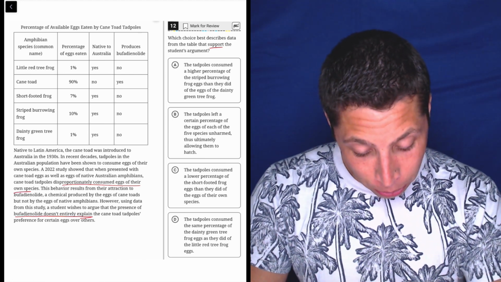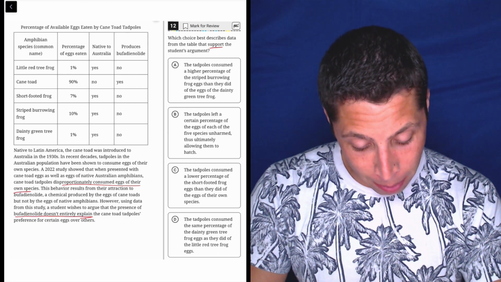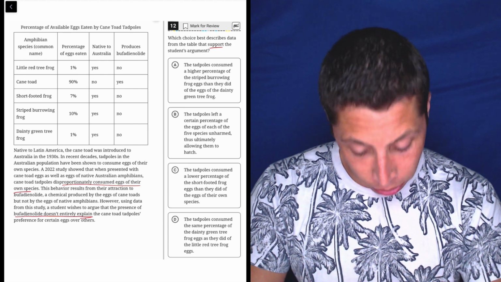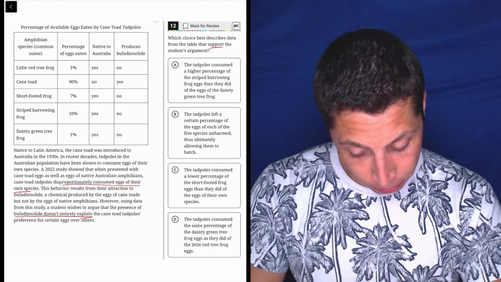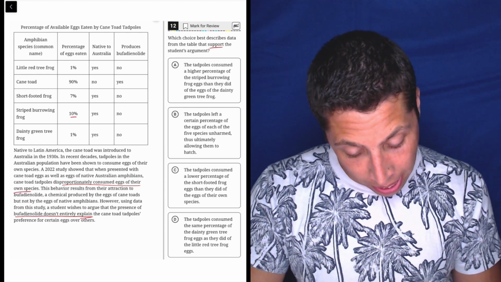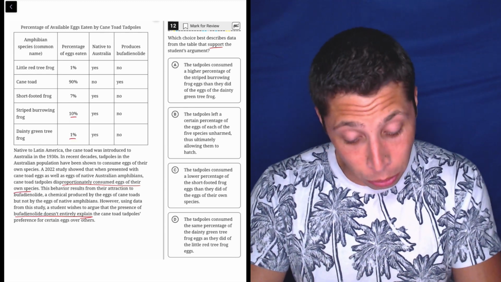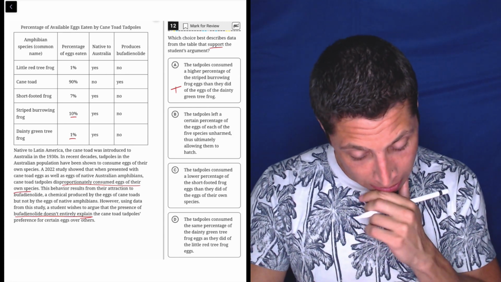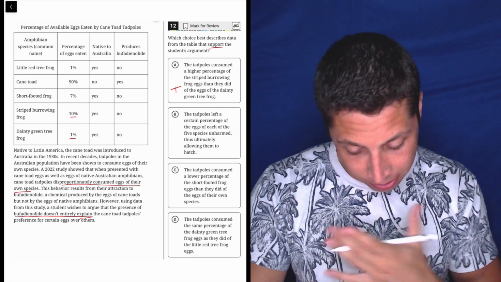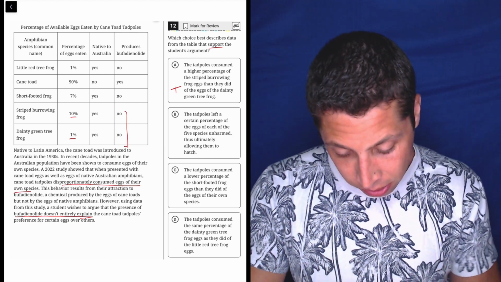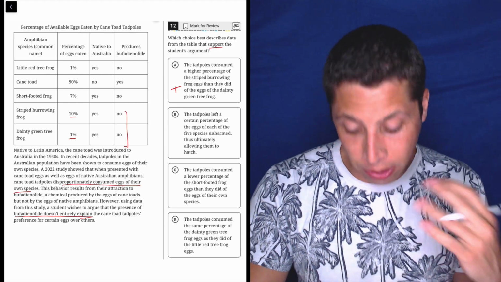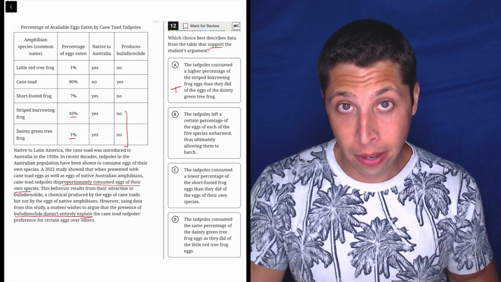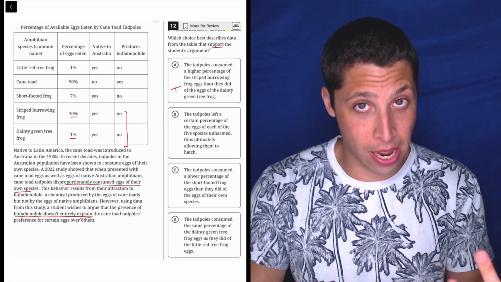A, the tadpoles consumed a higher percentage of the striped burrowing frog eggs than they did of the eggs of the dainty green tree frog. Striped burrowing frog is 10%, and the dainty green tree frog is 1. So that's true. Right now, I don't know if that's the answer, but it's certainly true. Let's keep going. I guess, yeah, because neither of them contain this substance. So obviously they like the striped burrowing frog more for some reason beyond that substance. So that's kind of what the student is saying. So this seems right.